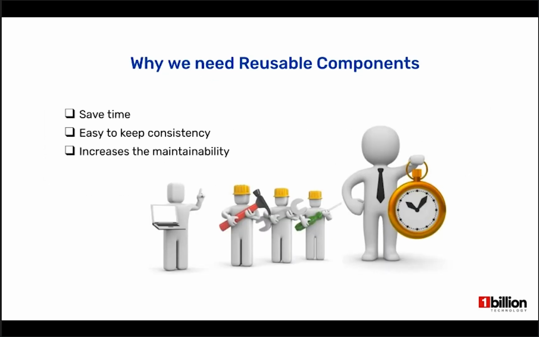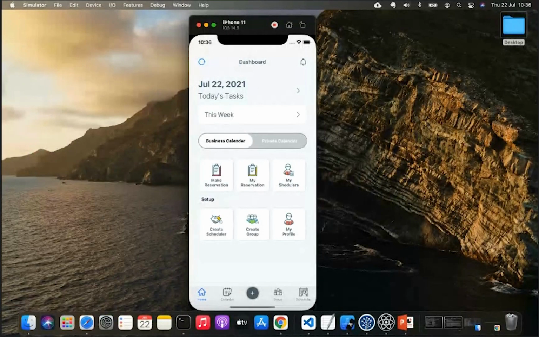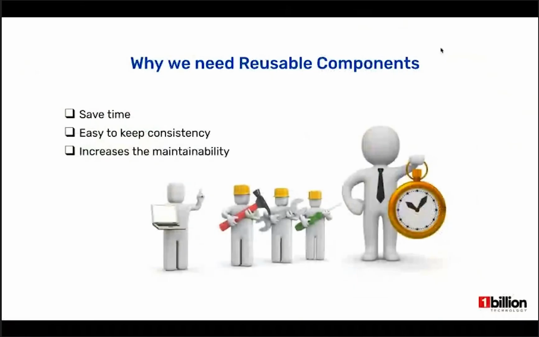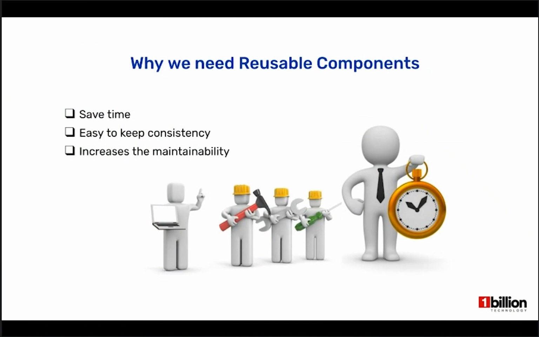Actually, for the demo today, I will use this application. This is called OdoTime. This is for a Canadian client. Now it is available for USA, Canada, as well as India. In the near future, it will be available in Sri Lanka as well. So when we decide to use reusable components, we have to think about why we need them. It says they save time, make it easy to keep consistency, and increase maintainability.